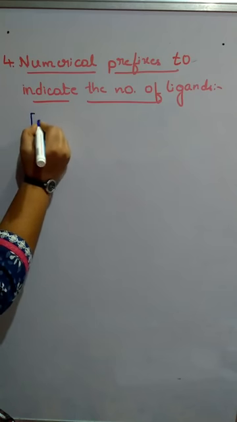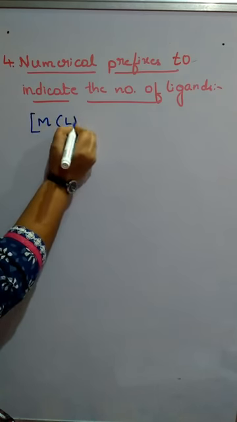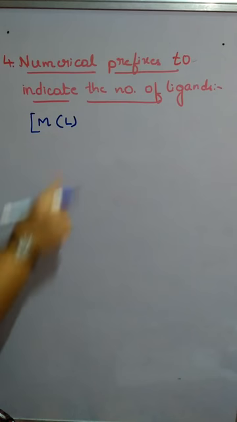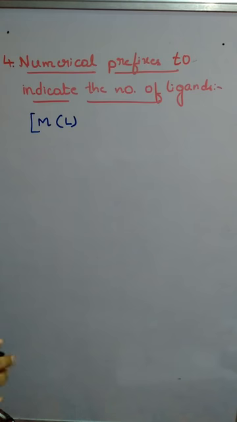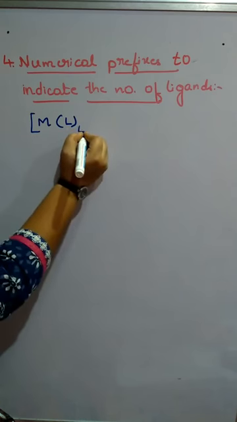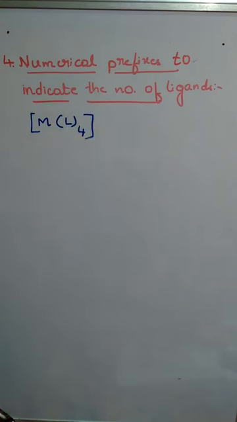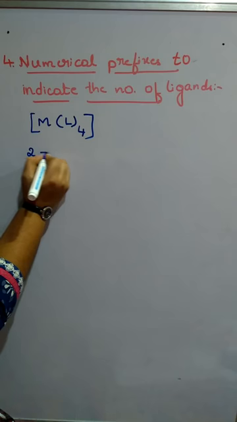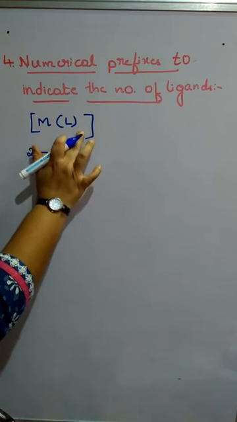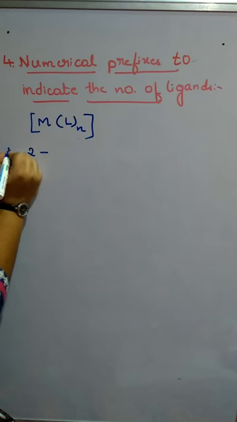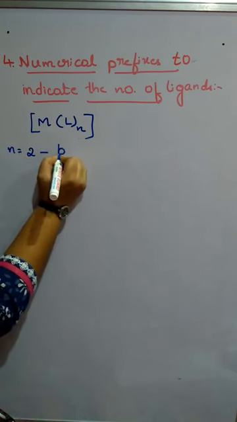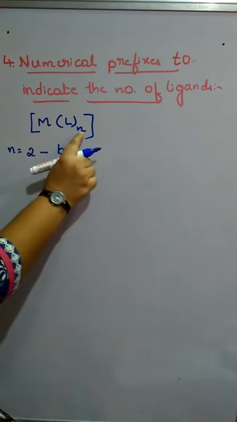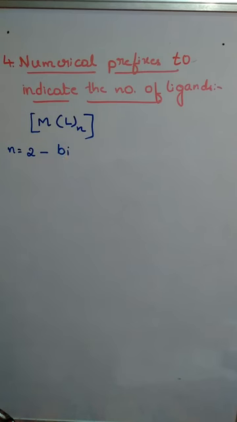Suppose this is the complex, and we have only one type of ligand. That is nothing but a homoleptic complex. Homoleptic means homo, the same type of ligand, but that ligand is more than one. Let us consider the number of ligands as n here. If n is equal to 2, we are going to use the prefix di.